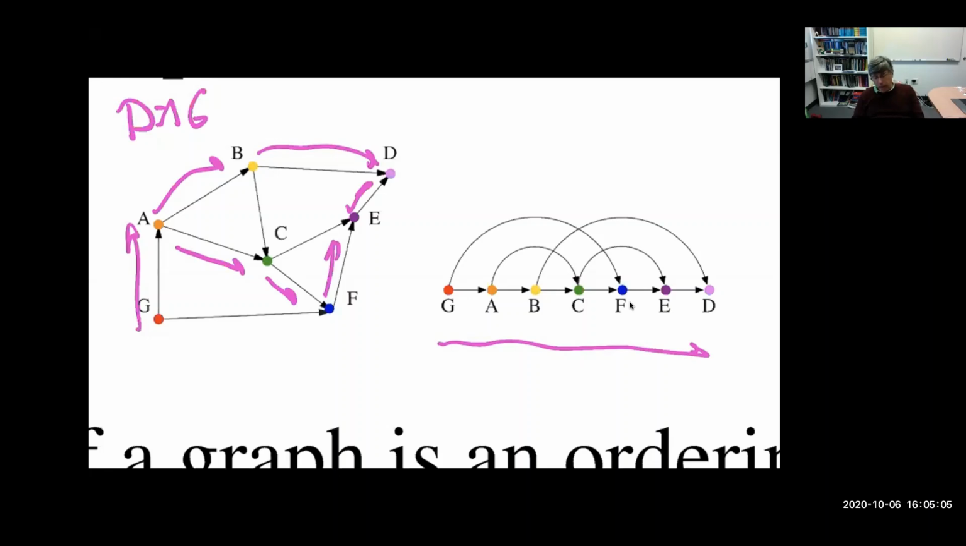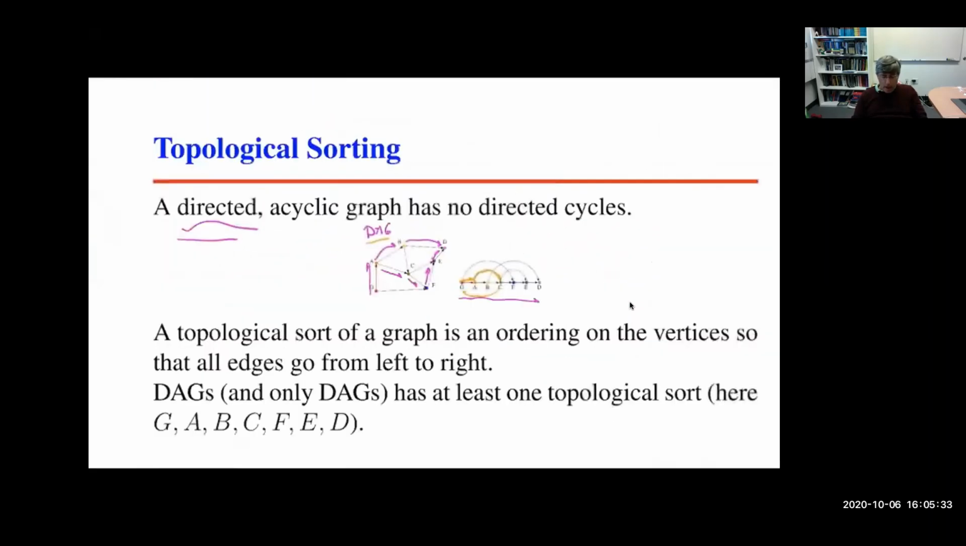Well, if I have a cycle, let's say I start my cycle from G, I go to A, maybe I go to C. If I have a cycle that goes back to G, it's got to go in the other direction, right? So only a graph that is a DAG, has no directed cycles, can have a left-right ordering.